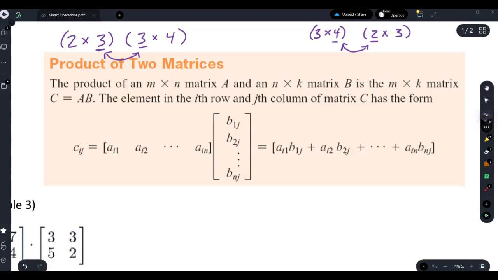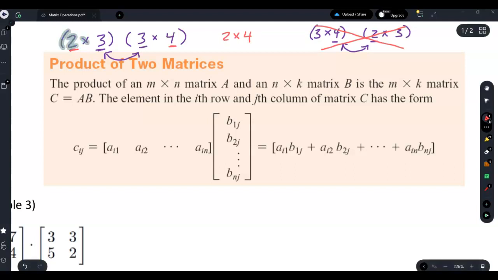And then your answer, if you want to know what dimensions your answer will have, you look at the outside numbers. So I can't do this one, right? We said the inside numbers don't match. But if I look at the first one, a 2 by 3 by a 3 by 4, since the inside numbers do match, the answer is going to have the dimensions of the outside numbers. So my answer is going to be a 2 by 4 matrix.